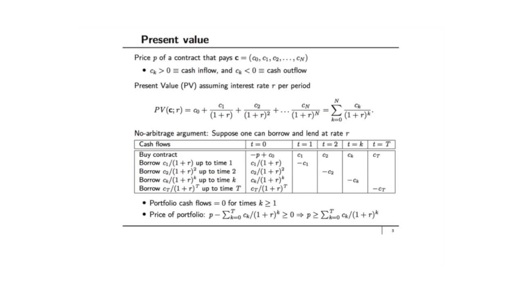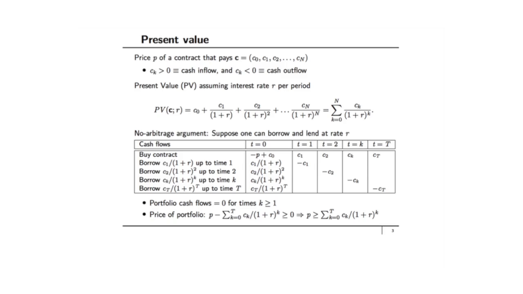So we want to compute the price P for a contract that pays C0, C1, C2, and so on, Cn, at time 0, 1, 2, 3, 4, and so on up to n. If Ck is greater than 0, that's a cash inflow. If Ck is less than 0, that's a cash outflow.